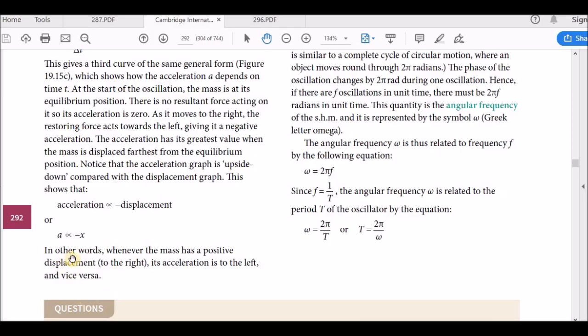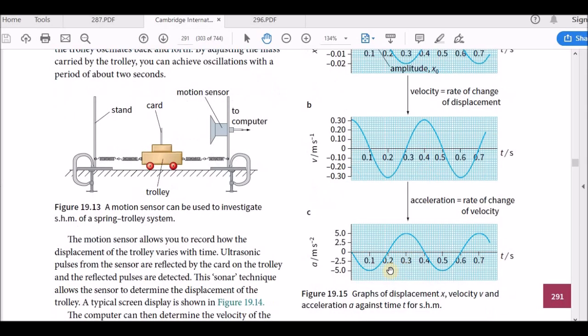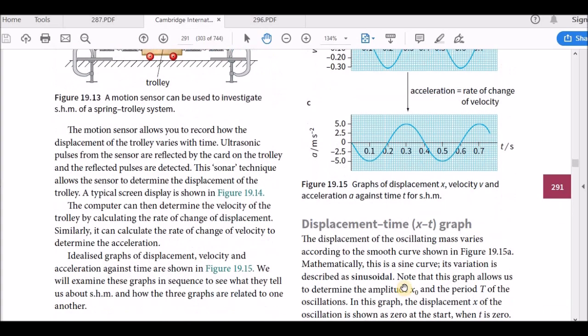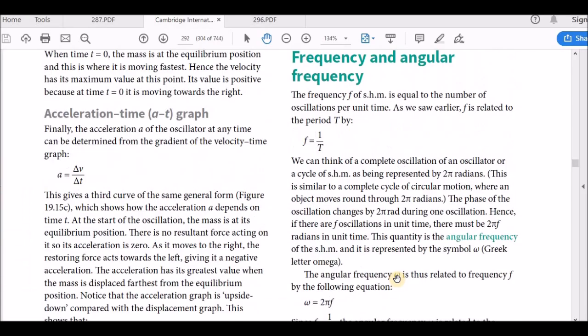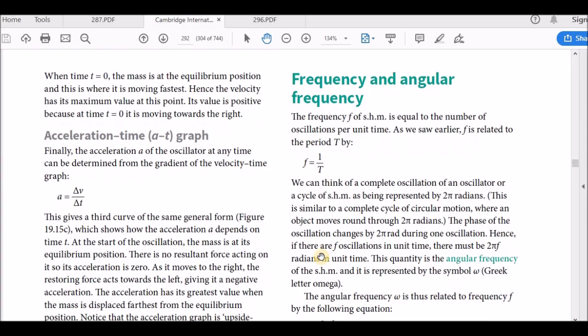Okay, finally, I already explained this. In other words, whenever the mass has a positive displacement to the right, its acceleration is to the left, and vice versa. You can see this is like the upside down of this displacement-time graph. When this is up here, this is down there, and when this is down here, this is up there. So that is about displacement-time, velocity-time, and acceleration-time graphs for objects in simple harmonic motion.